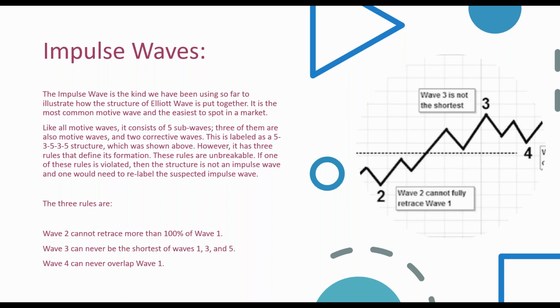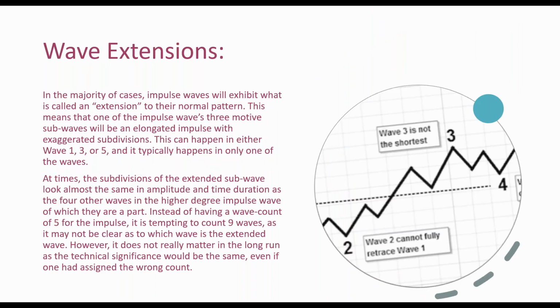These rules are unbreakable. If one of the rules is violated, then the structure is not an impulse wave, and one would need to relabel the suspected impulse waves. So does that mean I throw it all out in the trash can and I have nothing? This is what I don't get when price is moving in a trend.